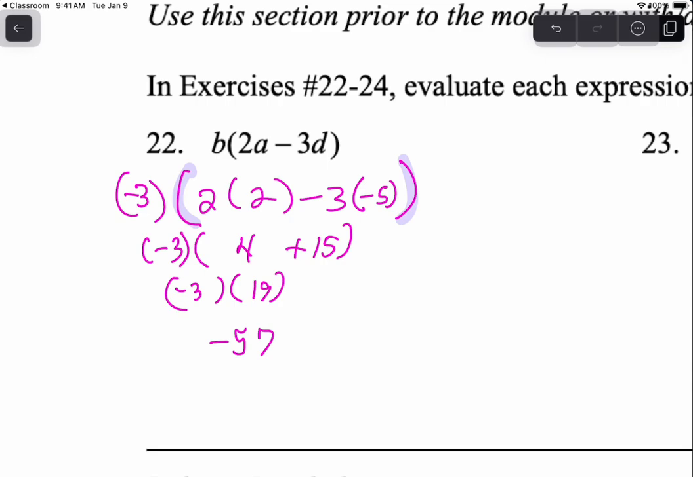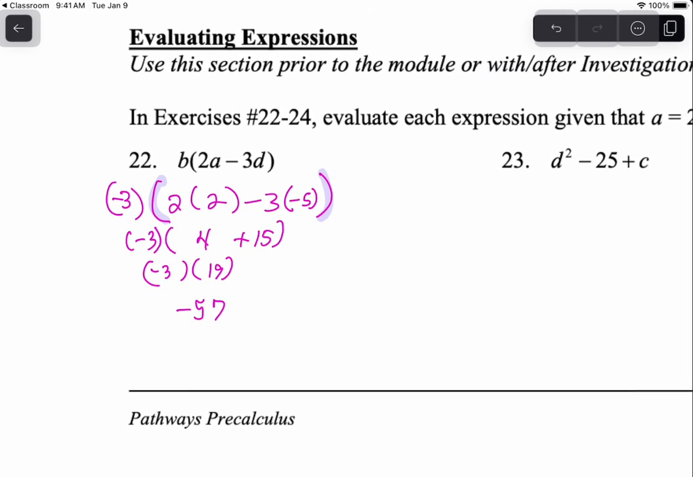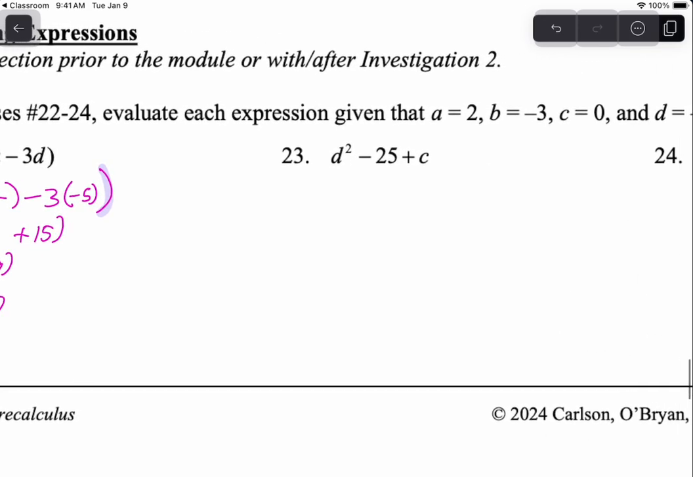So that's pretty much, I think, a really good way to simplify an expression once you've plugged in values. Just leave a little pocket of a parenthesis and plop that number in, especially negatives. Now let's move on to number 23. Before I do that, do we have any particular questions or concerns about 22? Okay, now let's move on to 23.